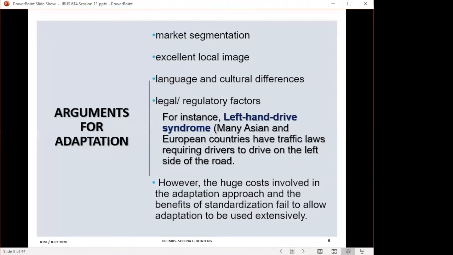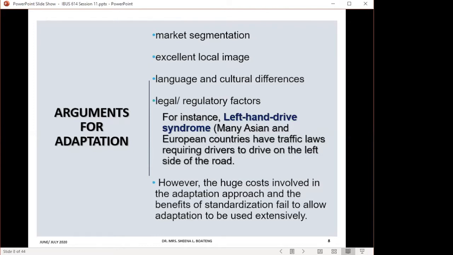So what are the arguments for adaptation? The main argument for adaptation is market segmentation. Remember, in one of our sessions, we talked about the importance of market segmentation and the firm being able to use the STP process to appropriately determine which market they can serve within their means in a profitable manner. So market segmentation is the main basis for adaptation.